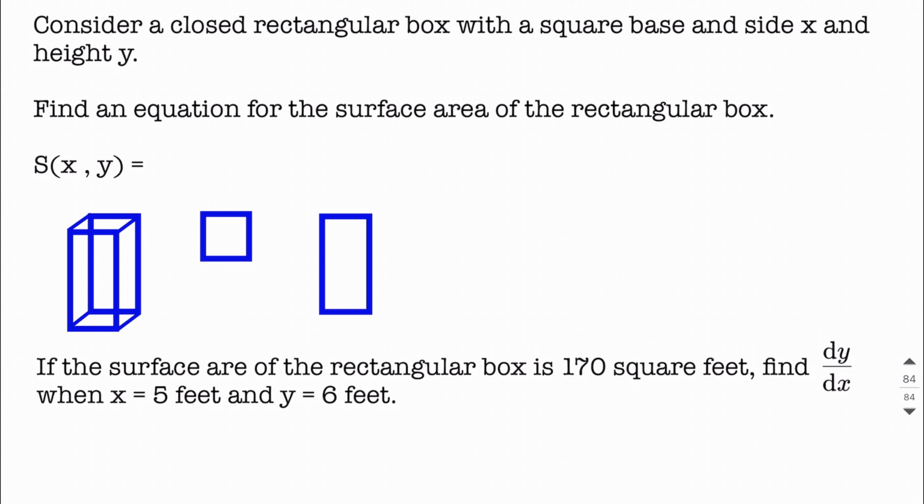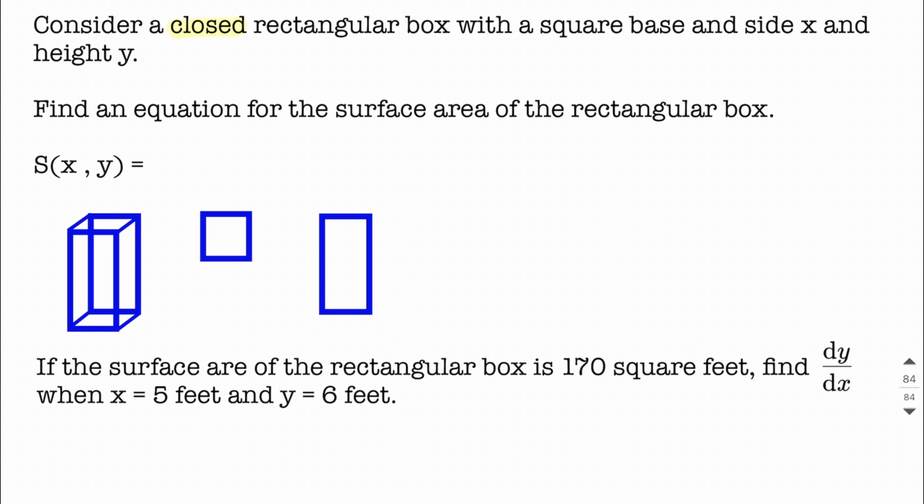In this example, we're going to look at a closed rectangular box with a square base with sides x and height y. So the goal here is first to create an equation for the surface area of this box in terms of both x and y. Things to note: it's a closed rectangular box.